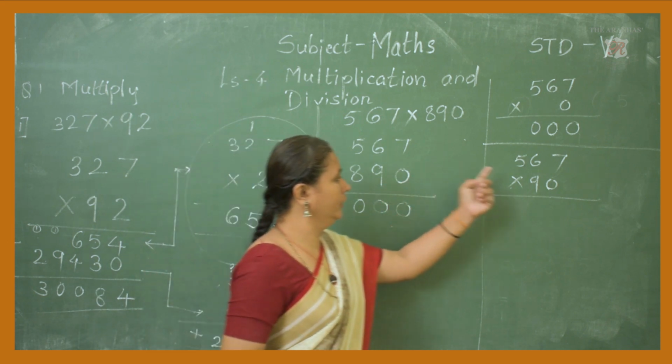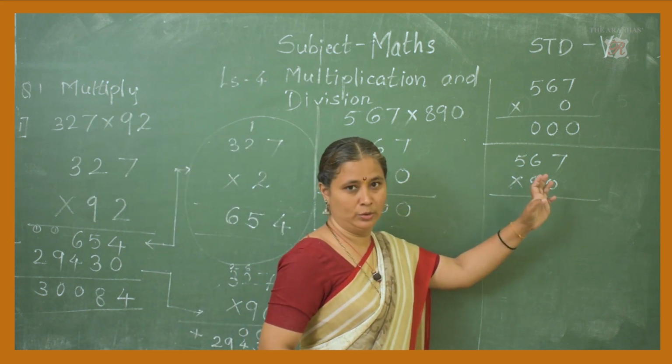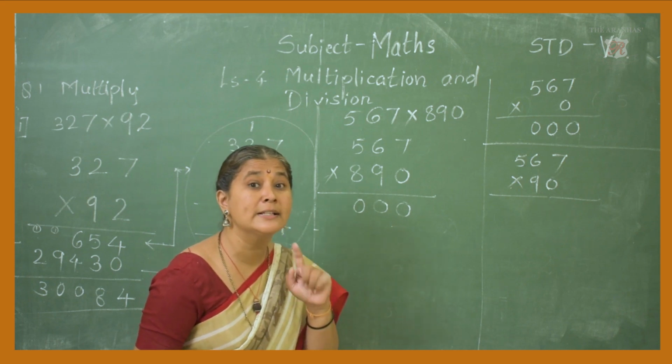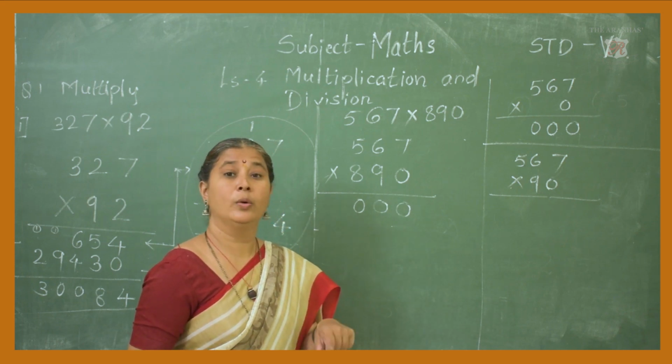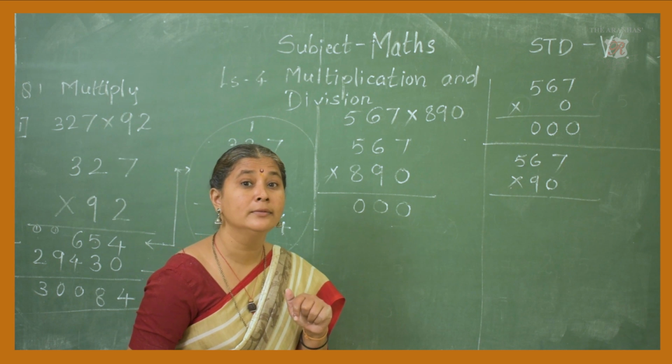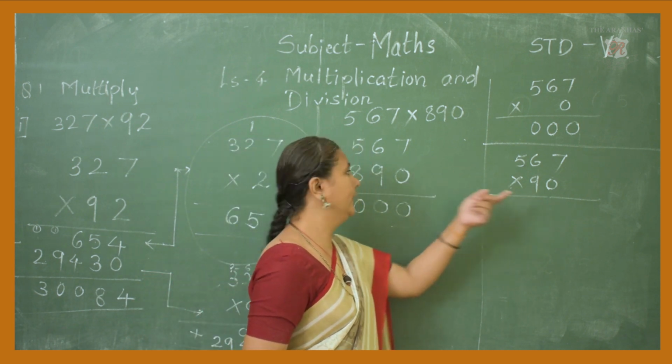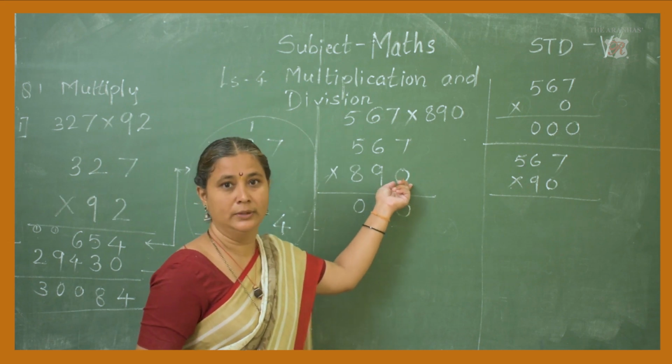Because the number in the unit place is 0, isn't it? But the number which is in the 10th place is what? 9. What is the place value of 9? 90. Understood? Why am I taking 90 over here?